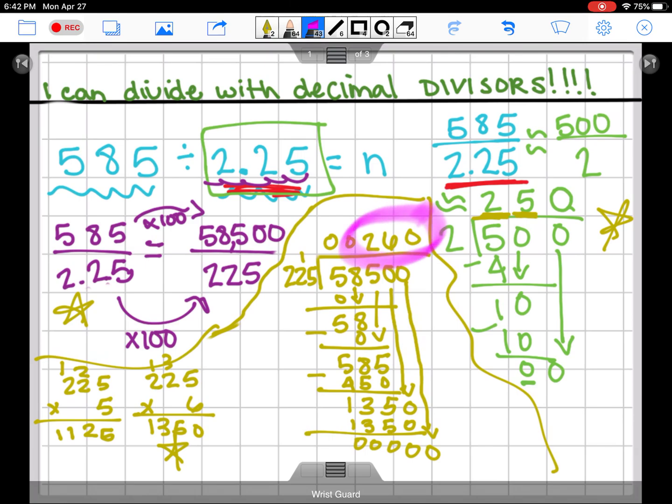Our answer here was 260, super close to 250, so that's fantastic. It really confirms what we were doing. Lovely, lovely, lovely. Let's see. This n equals 260. If I wanted to check my work, I'm not going to write it all out, but it would be 260 multiplied by 2 and 25 hundredths would equal 585. Nice job, team.